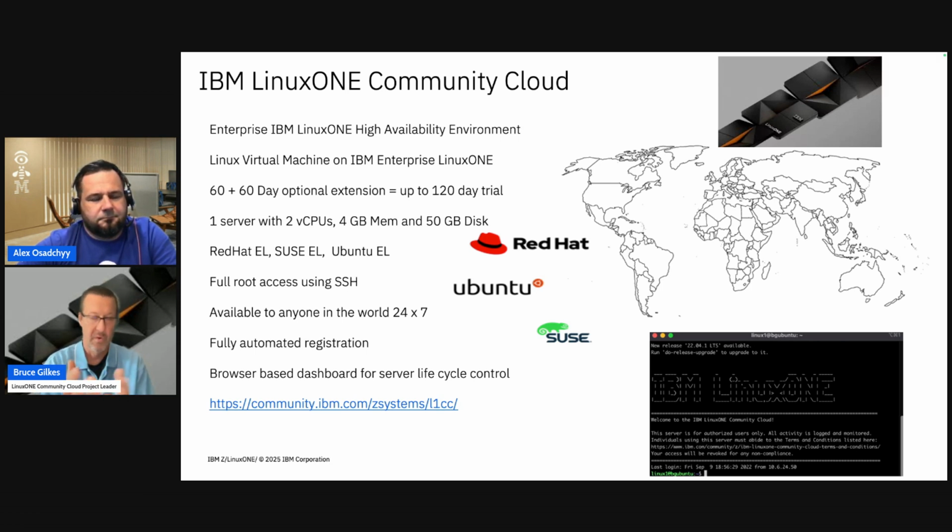When you sign up, which I'm going to show you a little bit later how to do that, you'll get access to a Linux virtual machine. You'll get it for an initial 60 days, and then you get the option to extend it another 60 days. So that's a total of 120 days. We give you one virtual server with 2 virtual CPUs, 4 gig of memory, and 50 gigabyte of disk. This is usually enough to get you started and to do what you need to do.